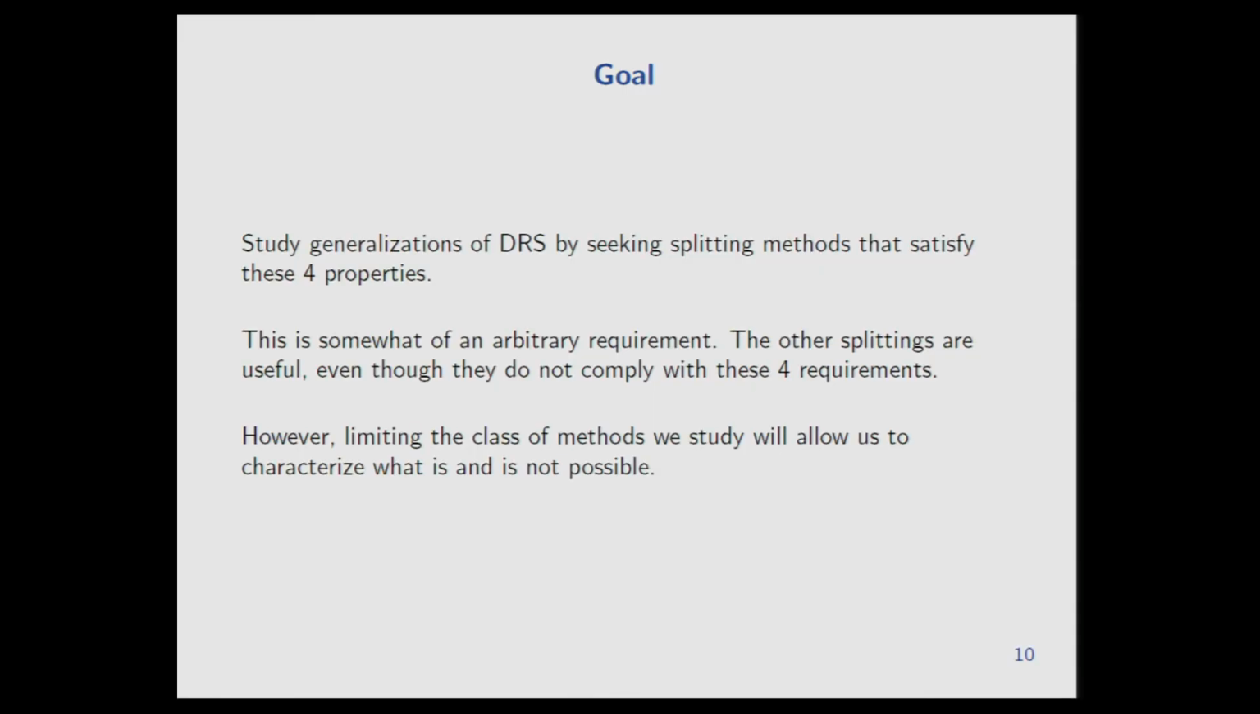So here's the goal. I want to study generalizations of DRS and possibilities by looking at splitting methods that satisfy these 4 properties. It is indeed a very arbitrary requirement. These other splittings are very useful, even though they don't comply with the 4 requirements. Nevertheless, setting these rules and limiting the class of methods that we study will allow us to make meaningful conclusions. It will allow us to characterize what is possible and what is not possible.